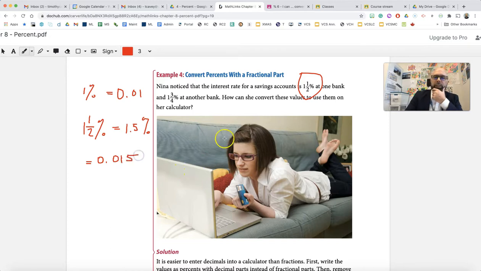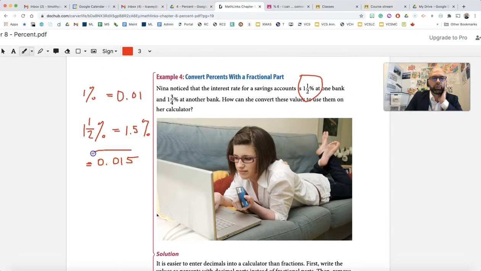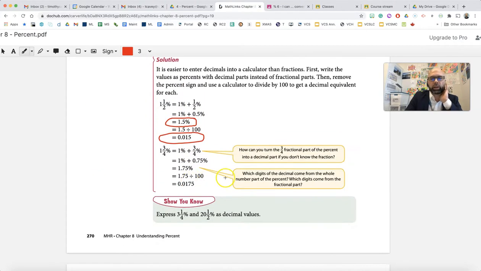0.015. All right, and the same thing with the 1 3/4%, how can she convert these values to use them on her calculator? So it is easier to enter decimals than fractions, yes. First, write the values as percents with decimal parts instead of fractional parts. So this is sort of what I just walked you through. You end up with 0.015 as 1.5%. And then the same thing down here. 1.75% is the same as 0.0175.